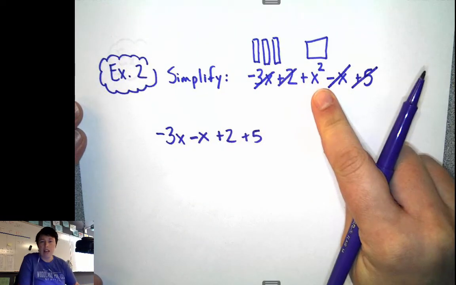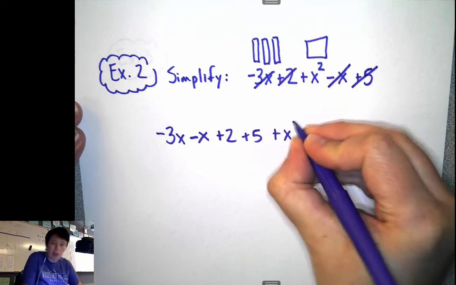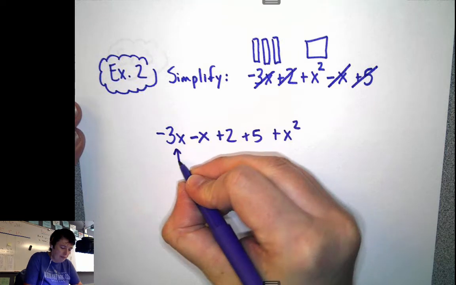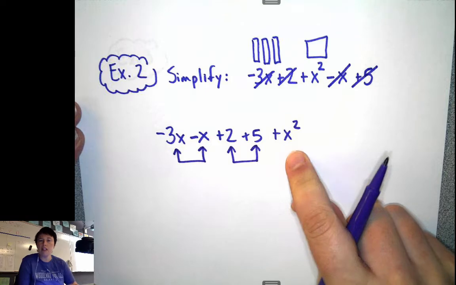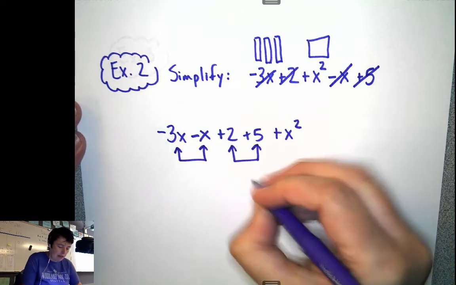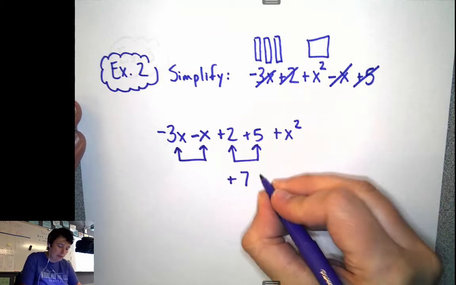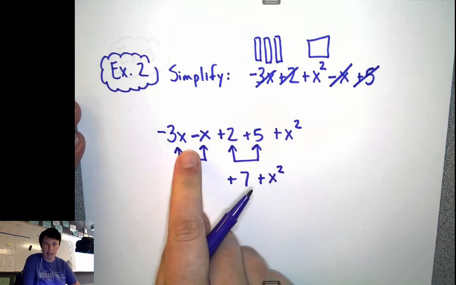The x squared doesn't have any like terms. There's nothing matching it. So we have a plus x squared, but there's nothing to combine it with. We're going to put these together, and we're going to put these together, and then the plus x squared is going to be on its own. So 2 plus 5 I know is 7. So we got a positive 7. I know that part. The plus x squared is just here. We know we can't combine it with anything, but this part's a little more complicated.